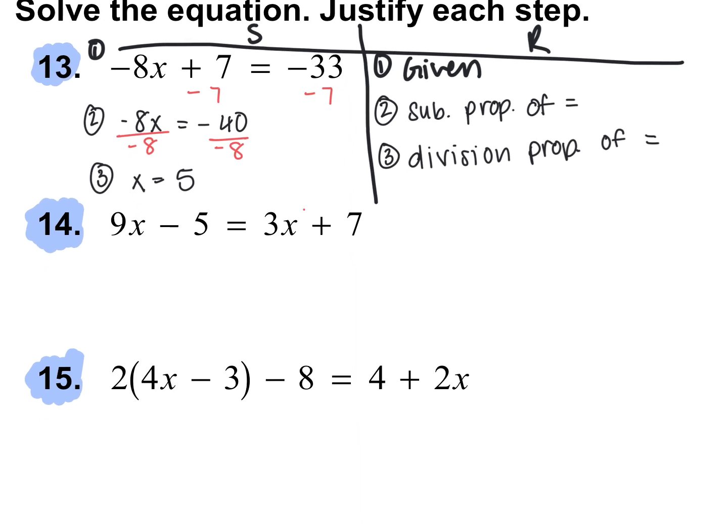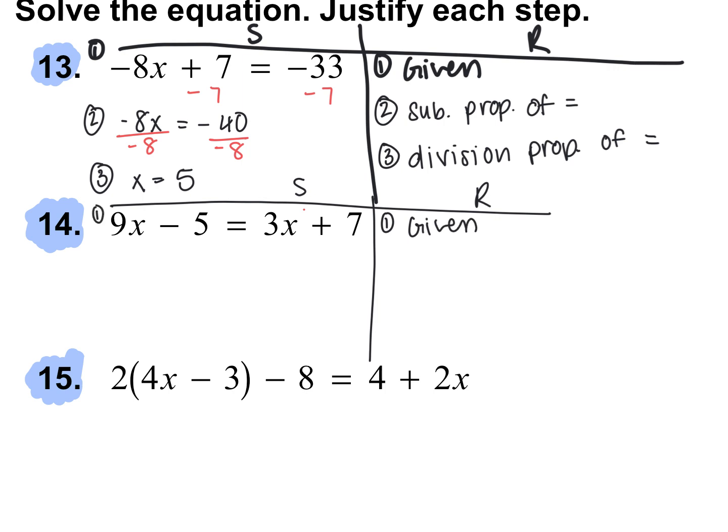All right, 14. Statements, reasons. What's my first one? Given always. All right, what should I solve next? What should I do? Okay, we're going to add 5 first. Since that's what I heard, we're going to add 5 first. You could have done it a different way, but we should still get the same answer.